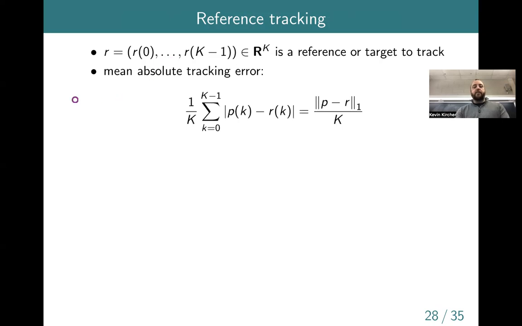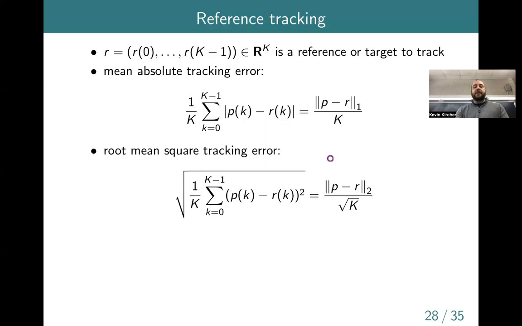And so we want to minimize something, basically an error, like how far we are from hitting the target. And we could do that in numerous ways. One is we could look at the mean absolute tracking error. Here we look at the absolute value of the difference between our actual power and the power we were trying to hit, the target. And then we take the average of all those absolute values over the time span. That ends up being just a 1 norm penalty divided by k. The 1 norm is just the stuff here that ends up in the summation.